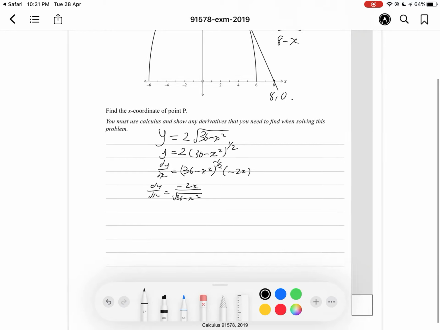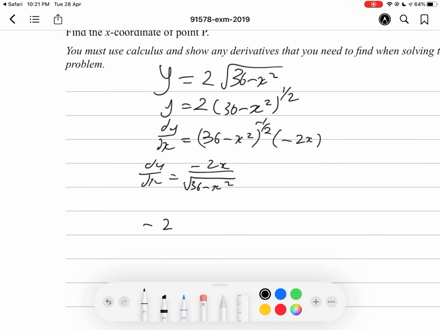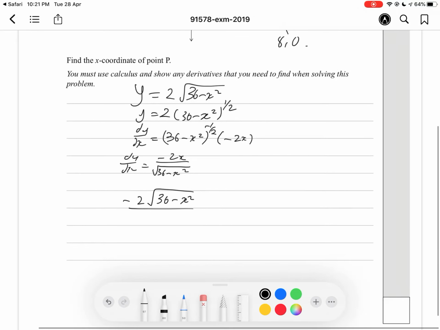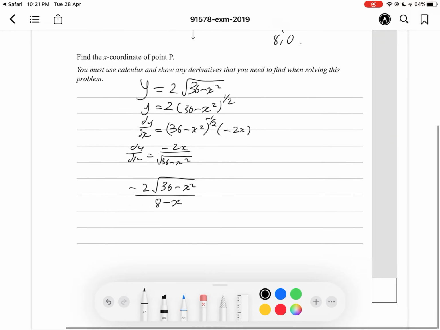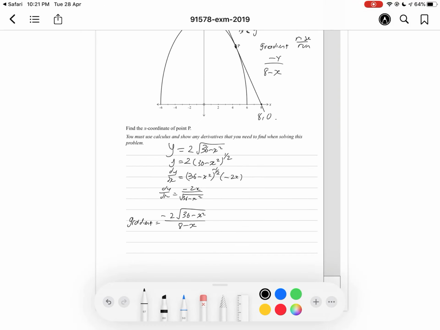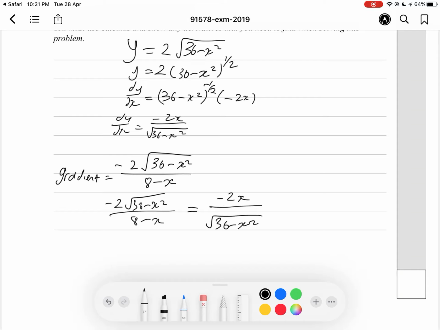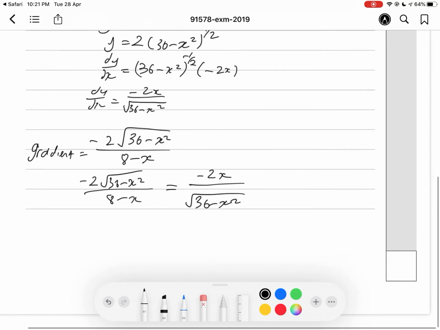So our y in this case is y equals 2 root 36 minus x squared. So we'll have negative 2 square root of 36 minus x squared over 8 minus x, that's our run. And that's also equal to our gradient, because of rise over run. So now we can make them equal to each other. We can say negative 2 root 36 minus x squared over 8 minus x is equal to negative 2x over square root of 36 minus x squared.